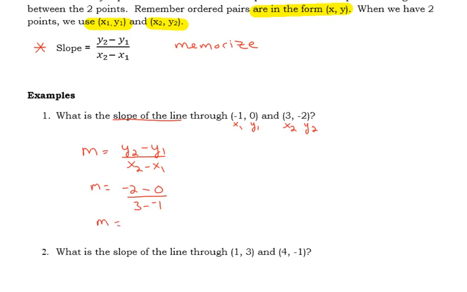And now we're going to clean that up a little bit, and we'll do all our mathematical calculations. -2 minus 0 in the numerator is -2. And notice in the denominator you have minus a negative, so we're going to change that to a positive. 3 plus 1 is 4. Your final answer has to be the reduced slope. So -2 over 4 reduces to -1 over 2. So the slope of the line that goes through the points -1, 0 and 3, -2 is -1/2. Remember that this top value is your change in y, or your rise, and the bottom value is your change in x, or the run.